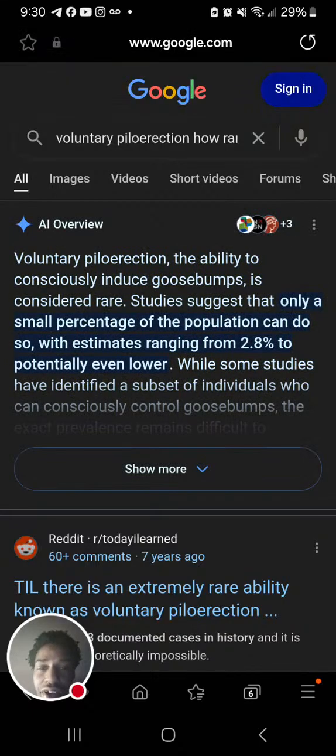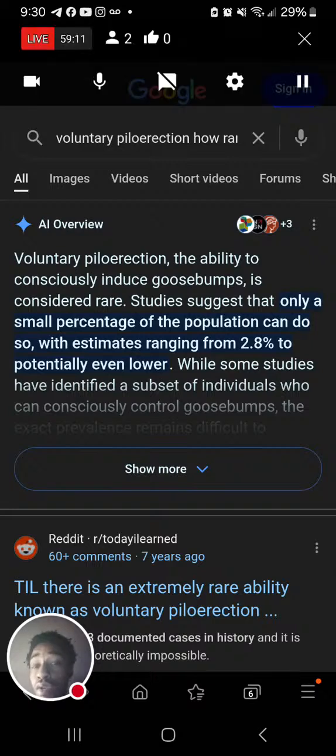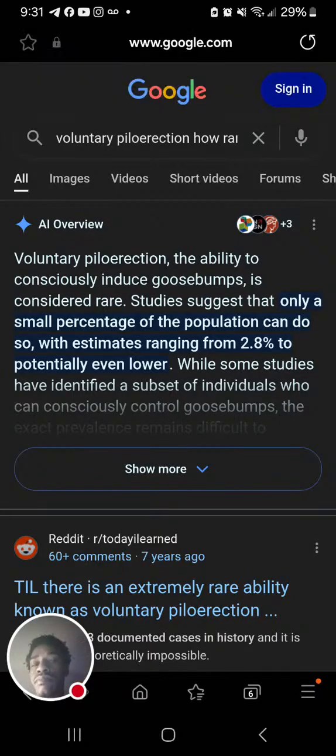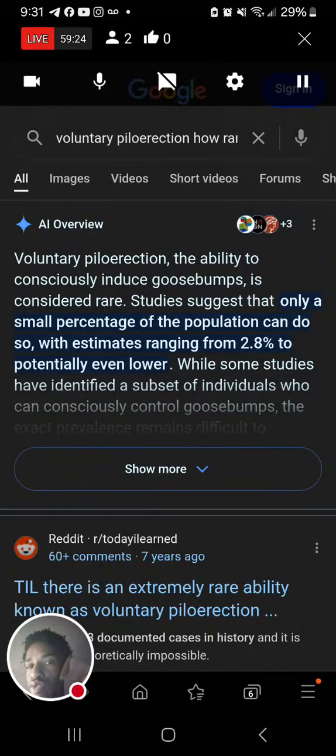Voluntary pilomotor erection, the ability to consciously induce goosebumps, is considered rare. Studies suggest that only a small percentage of the population can do so, with estimates ranging from 2.8% to potentially even lower. So that means it's a very low percentage of people that can do that. And the fact that I could, everything comes back around to one when I explain something. It could sometimes sound like it's rambling or going around places, but you got to pay attention to the shoestrings all coming to one knot.